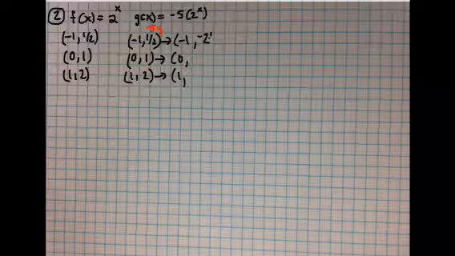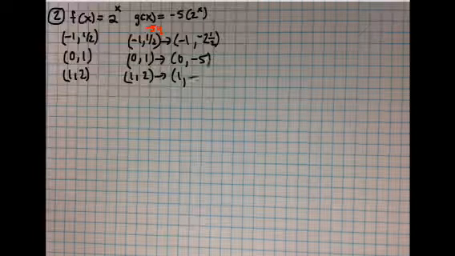Alright, so the same parent function as number 1, 2 to the x. In g of x, you have the a equal negative 5, so that negative is going to make the function reflect over the x-axis. And the 5 is going to make it stretch vertically by a factor of 5. So the x's stay the same, no change there. The y's we're going to multiply by negative 5, so this becomes negative 5/2 or negative 2.5. This becomes negative 5, and this becomes negative 10.